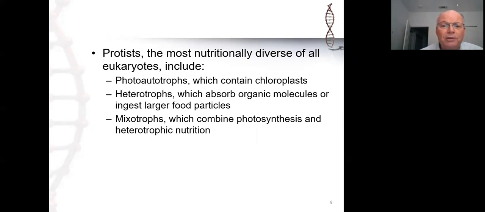Sometimes it depends on the light regime. If there's enough light, they're photosynthetic. If there's not enough light, they flip over to heterotrophism. And they'll flip backwards and forwards depending on the light regime. So again, huge diversity at the nutritional level.